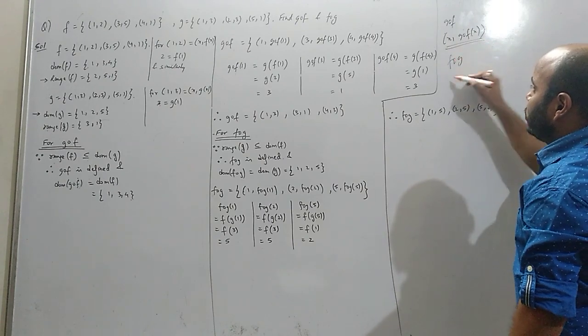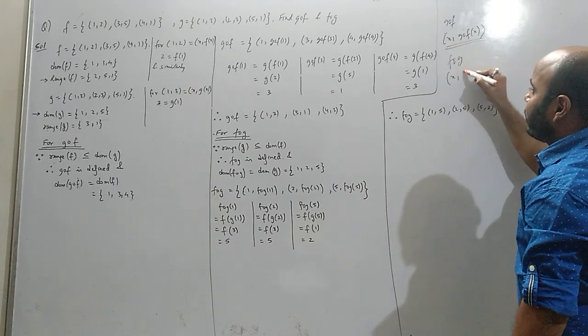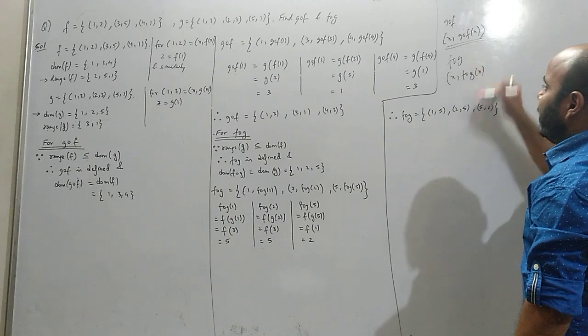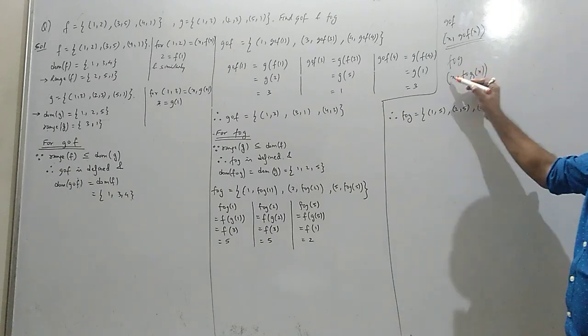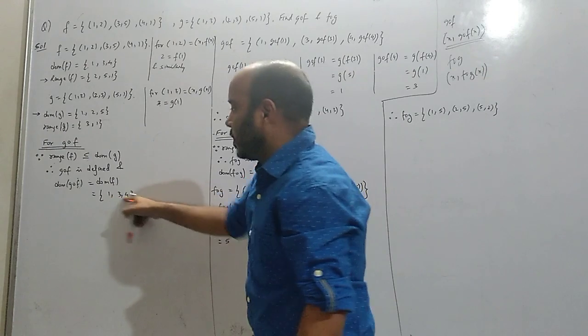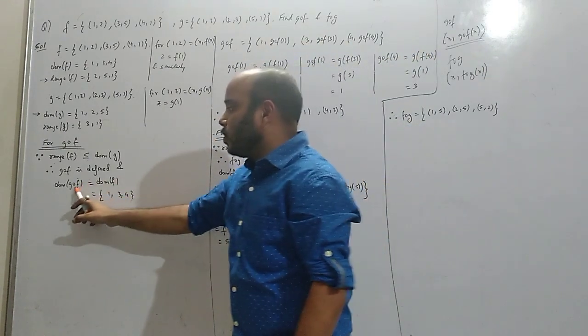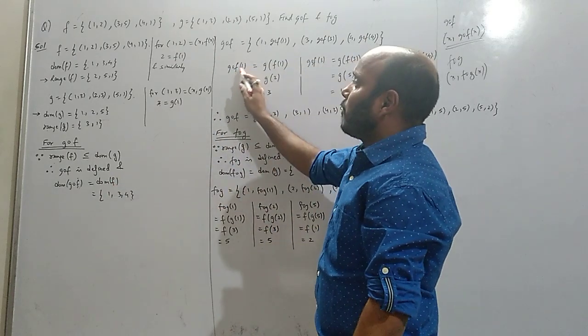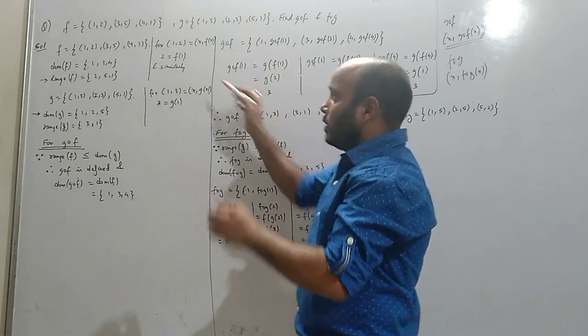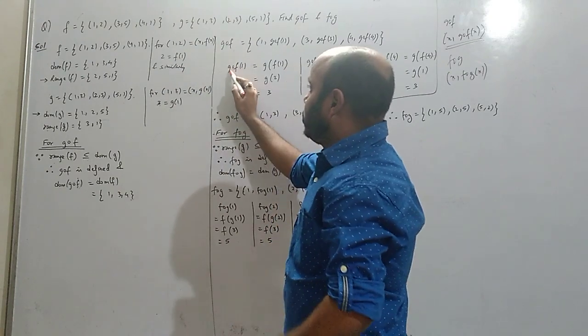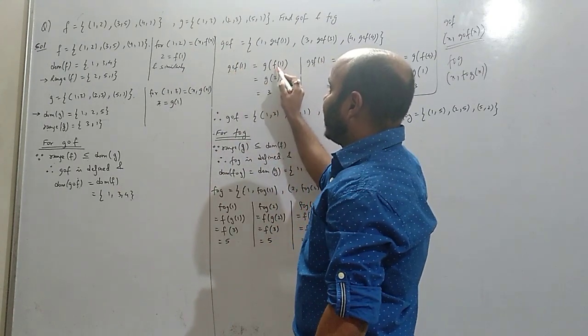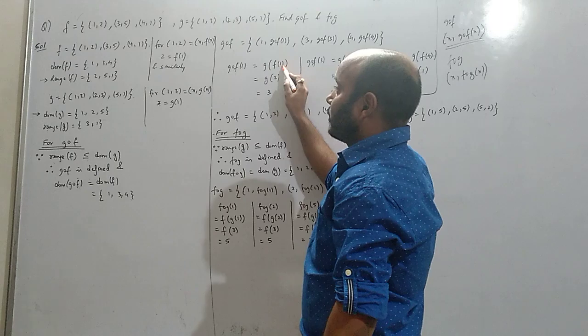If I talk about fog, how will the ordered pair look? x, comma, fog of x. Okay? These are domains. The first element we already know, because domain of gf is domain of f. Now how to calculate gf of 1? Now be very careful here, all these concepts we require. g of f of 1. g bracket, f of 1. Now what is f of 1?